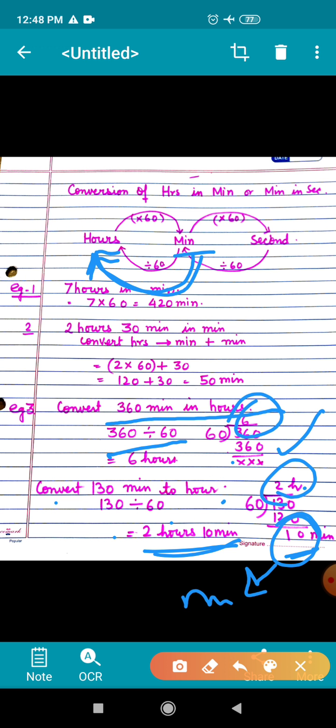Children, hope you all have understood how can we convert hours in minutes or minutes in seconds, or vice versa. Children, you have to remember one thing, that to change a big unit in a small unit, you have to multiply, and to convert a small unit to a big unit, you have to divide. Okay.